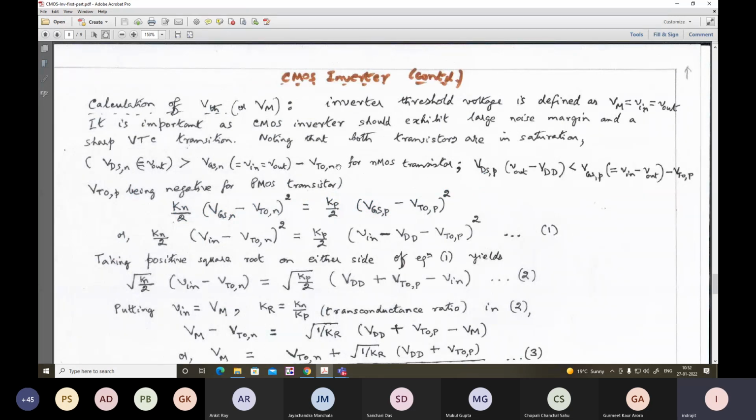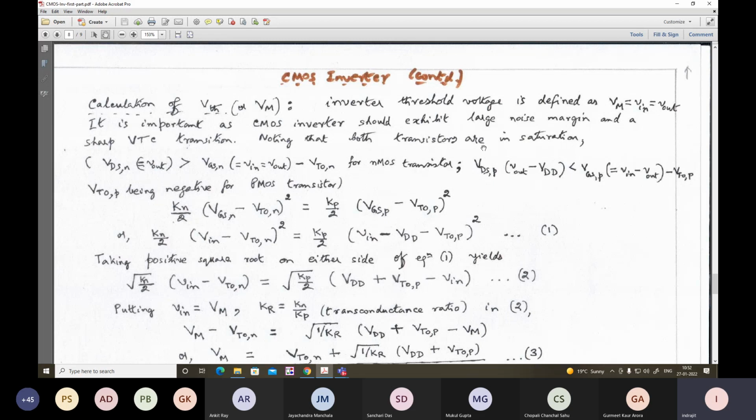Next we see the fifth salient voltage, where input and output voltage are the same. That happens at the intersection of the voltage transfer characteristic curve and a unity slope straight line passing through the origin. So the inverter threshold voltage is defined as Vm equal to Vin equal to Vout. M stands for the middle. For an ideal inverter, Vm should be in the middle, let's say VDD by 2. It is important that a CMOS inverter should exhibit large noise margin and a sharp VTC transition.